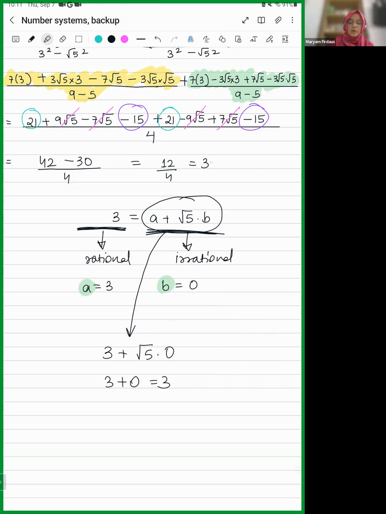We will just say that, look, over here in this answer, the irrational part is 0. That is why we put B as 0. Got it? So the moment B becomes 0, this entire portion becomes 0. So all we are left with is A, and that's why we say A is equal to 3. Is this clear to everyone?